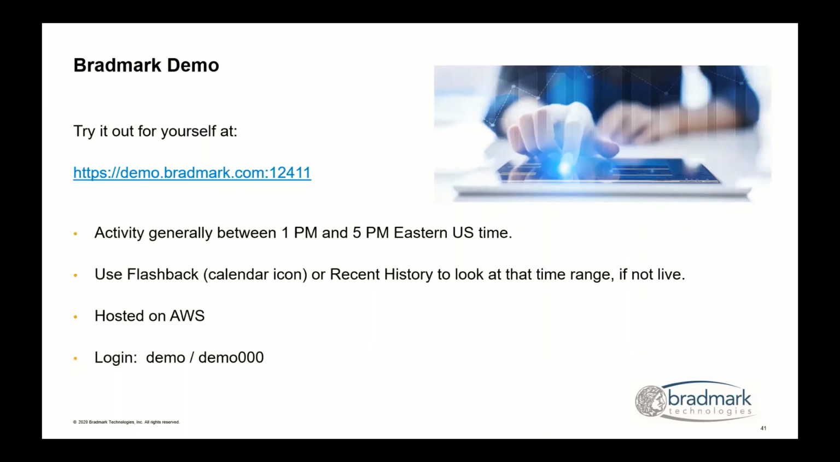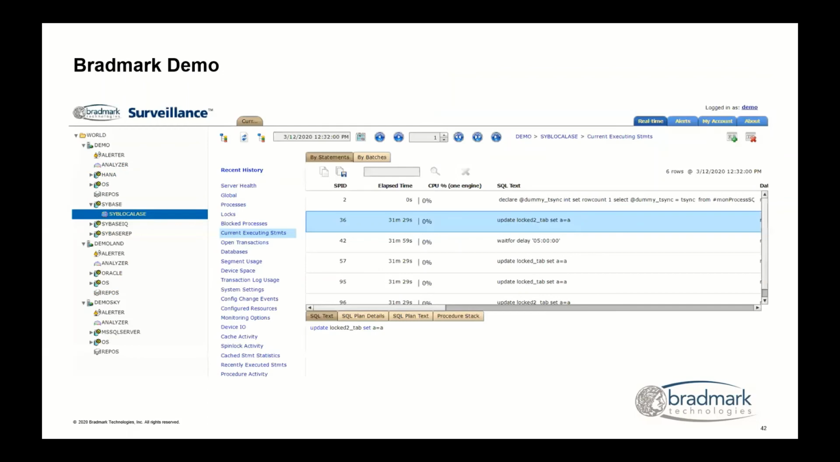Now, if you're interested in seeing more of the Bradmark product yourself, you can go see our version 4 product currently out there on demo.bradmark.com. That's available during certain time periods, and that's our current 4-point product. Then we'll be updating that with our 5.0 product that will probably be on a different port, and that's going to be available with different things as well. This is what it looks like a little bit. This is our Sybase monitoring, where we're seeing the current running batches out there during a blocking scenario.